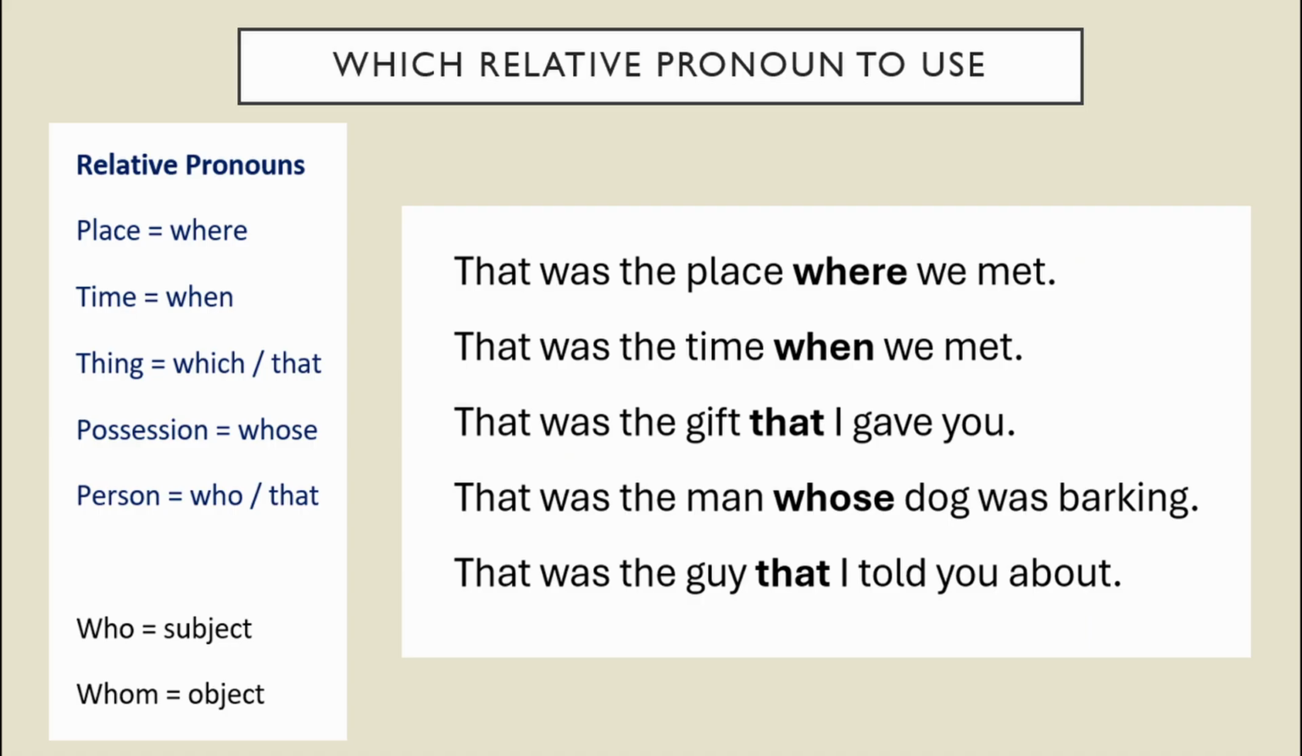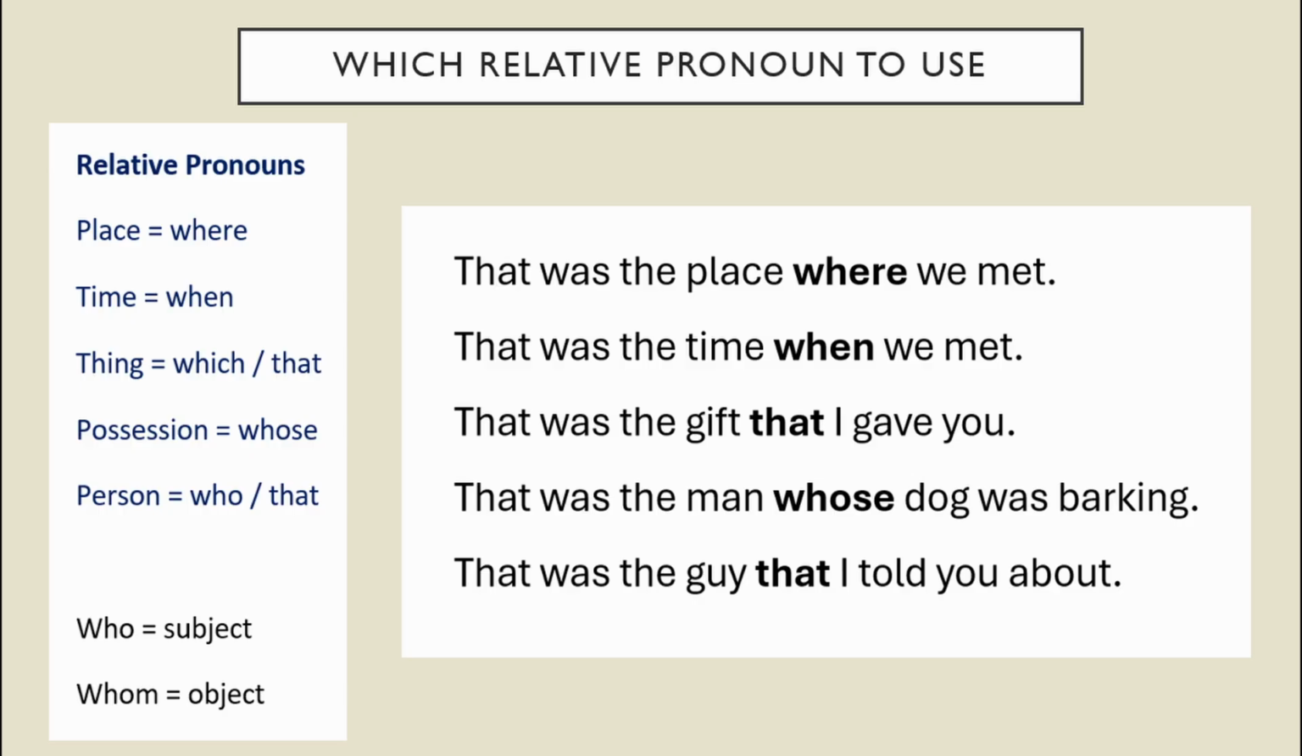Let's talk about relative pronouns for a minute here. If you're talking about a place, you want to use the relative pronoun where, right? That was the place where we met. Boston, that was the place where we met. If you're talking about time, you say when. That was the time when we met, 2012. That's the time when we met, okay?